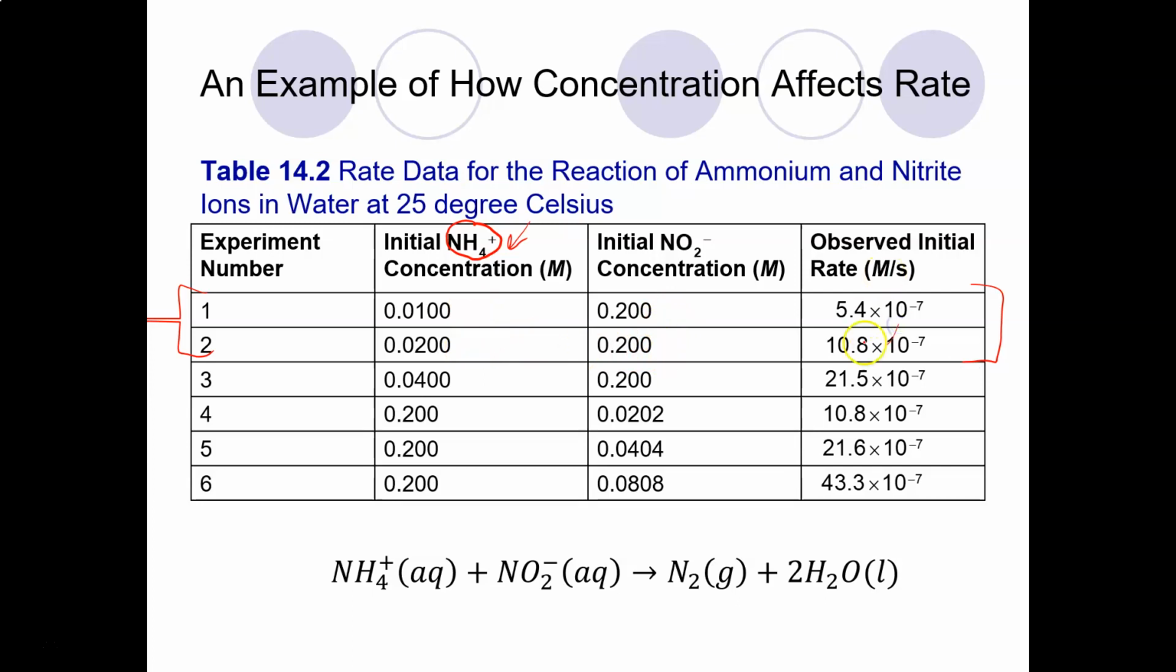Now, I know the rate changed. We're going to look at that in a second. But what we were looking for is something where the only difference between the starting chemicals was the ammonium. So 1 and 2 would be an example of this. So would 2 and 3, or 1 and 3, because the nitrite molarity is the same in all of those. I'm going to pick 1 and 2.